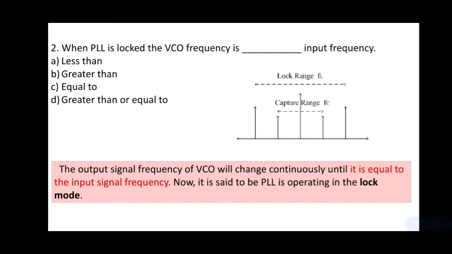In phase lock, the frequency comparison stops as soon as the output frequency is adjusted to become equal to the input frequency. This stage is also called the phase lock stage. The correct option is C, equal to.